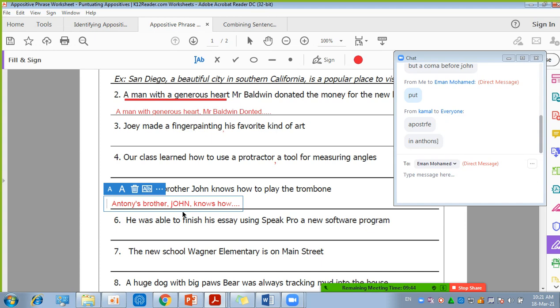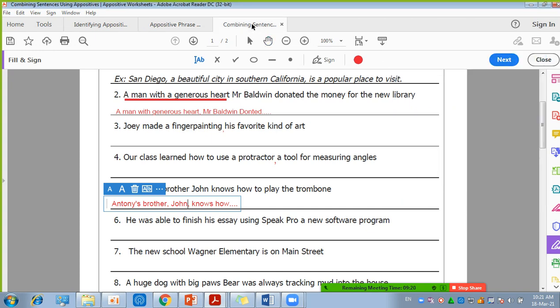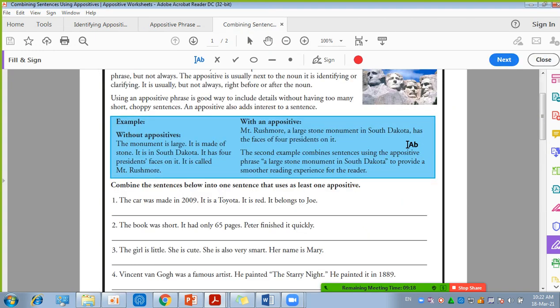Let me just correct this one. This is a fatal mistake, of course. John, write this. So I will surround John with the two commas. This is the nice essential one because I have it specified for you before. Anthony's brother, so he should be John, his brother. Thank you, Mr. Kamal. Let's go to the last exercise.